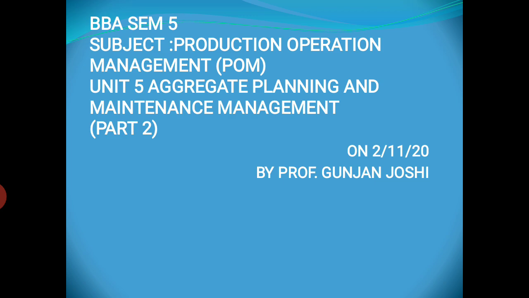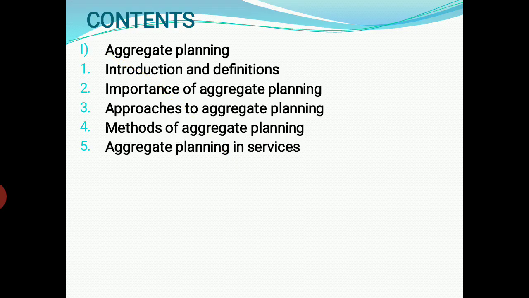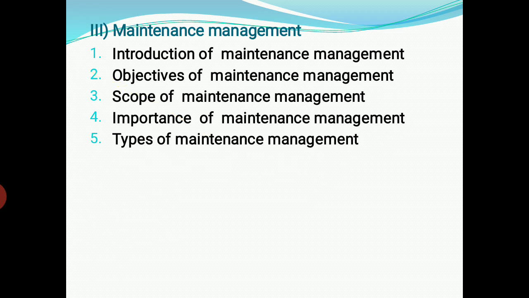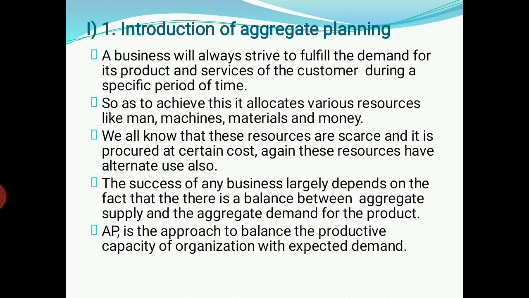In the first part, we introduced that aggregate planning and maintenance management is a unit which can be divided into three main portions: aggregate planning and its relevant topics, capacity planning and its relevant topics, and the third part would be maintenance management. So in the first session we have already introduced ourselves to aggregate planning. First of all, what we will be dealing with is aggregate planning and its aspects, right?